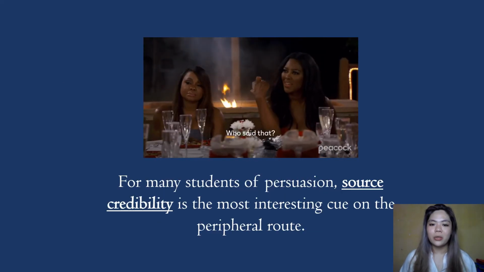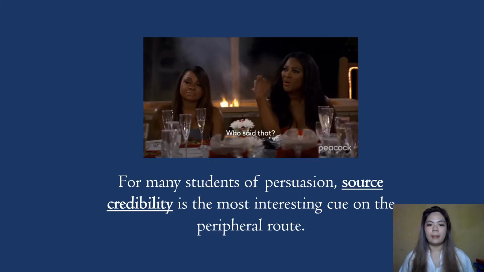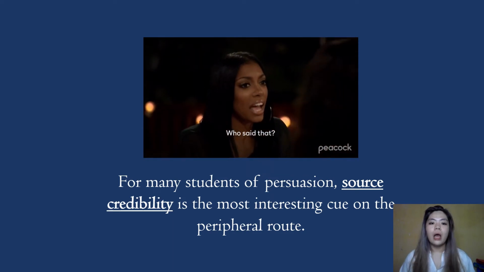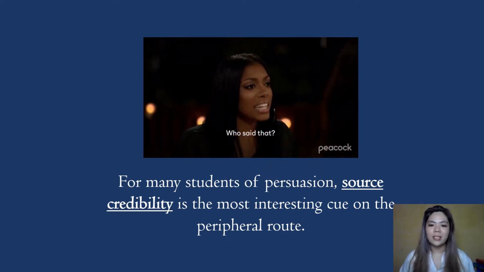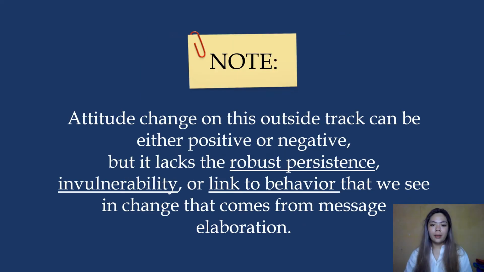The other most interesting cue on the peripheral route is the source credibility. People who respond with this cue will judge the credibility of the message based on who is the source or the speaker. Please note that even though there is an attitude change on this outside track, it still lacks the robust persistence, invulnerability, or link to behavior that we see in change that comes from message elaboration. Despite this though, there is still an advantage to the peripheral route. If done correctly, you can use this track to inspire or encourage other people to join your cause. This advantage will be further discussed in the next topic by my partner, Brooklyn Bergado.